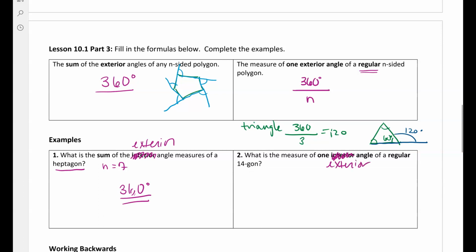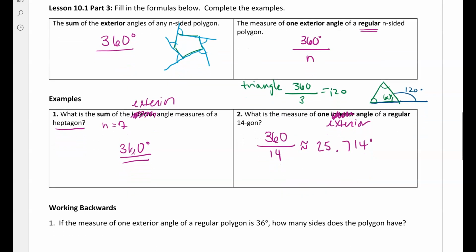All right, what's the measure of one exterior angle of a regular 14-gon? So again, we'll just use that formula that's right above. We'll take the 360 degrees and divide that by 14, because not only is 14 the number of sides and interior angles, that's the number of exterior angles the shape's going to have as well. So 360 divided by 14 is approximately 25.714. So again, it's okay to get decimals, and sometimes you won't, sometimes you will.